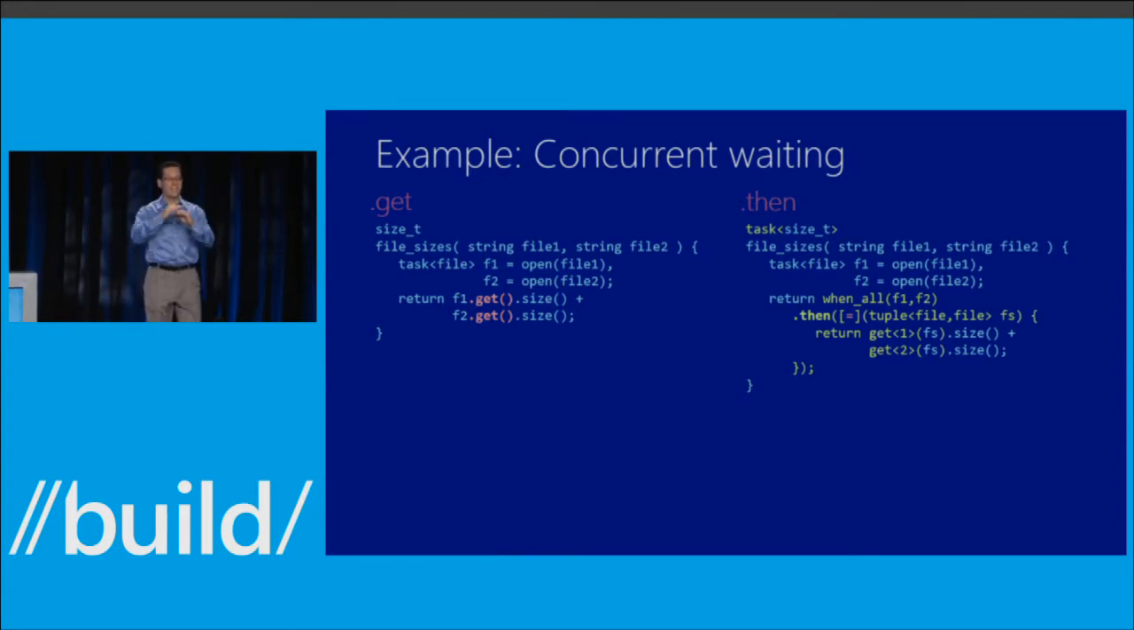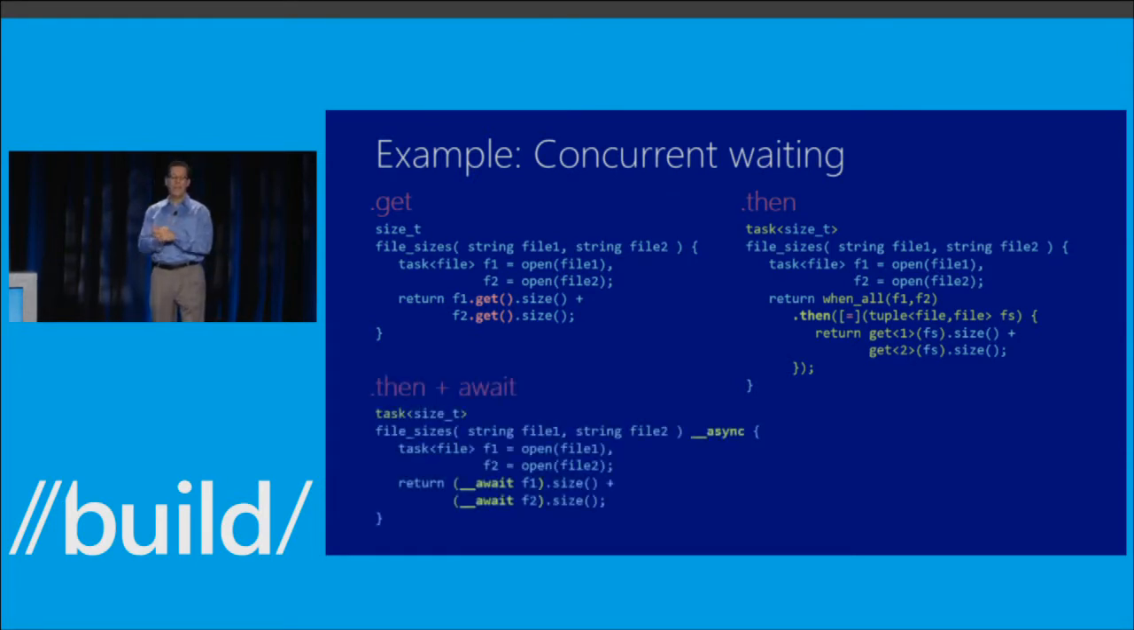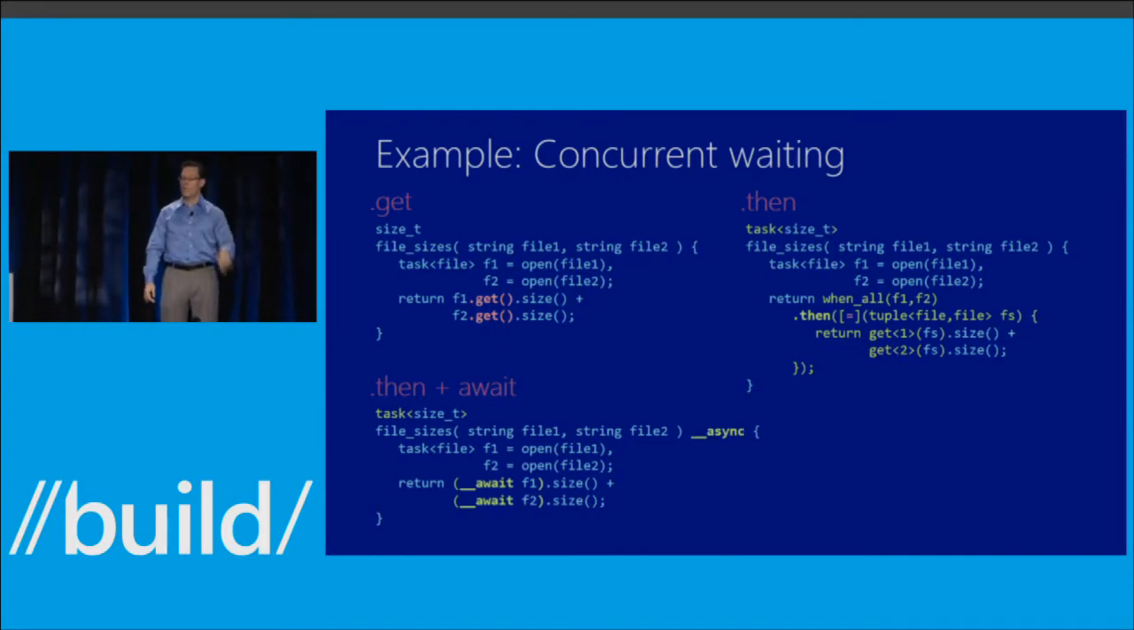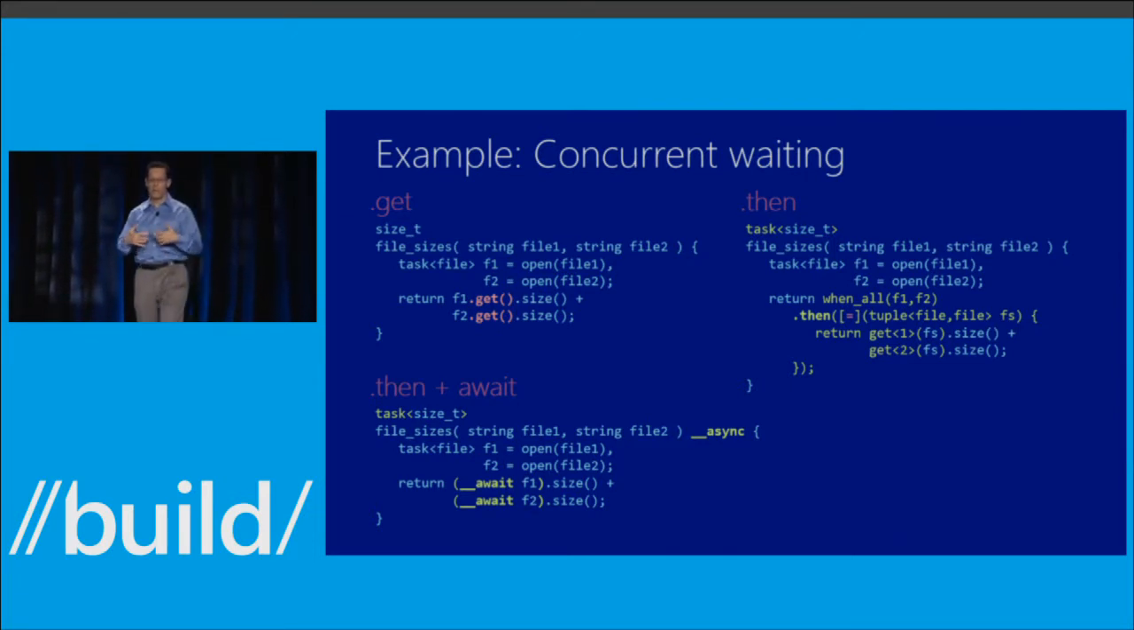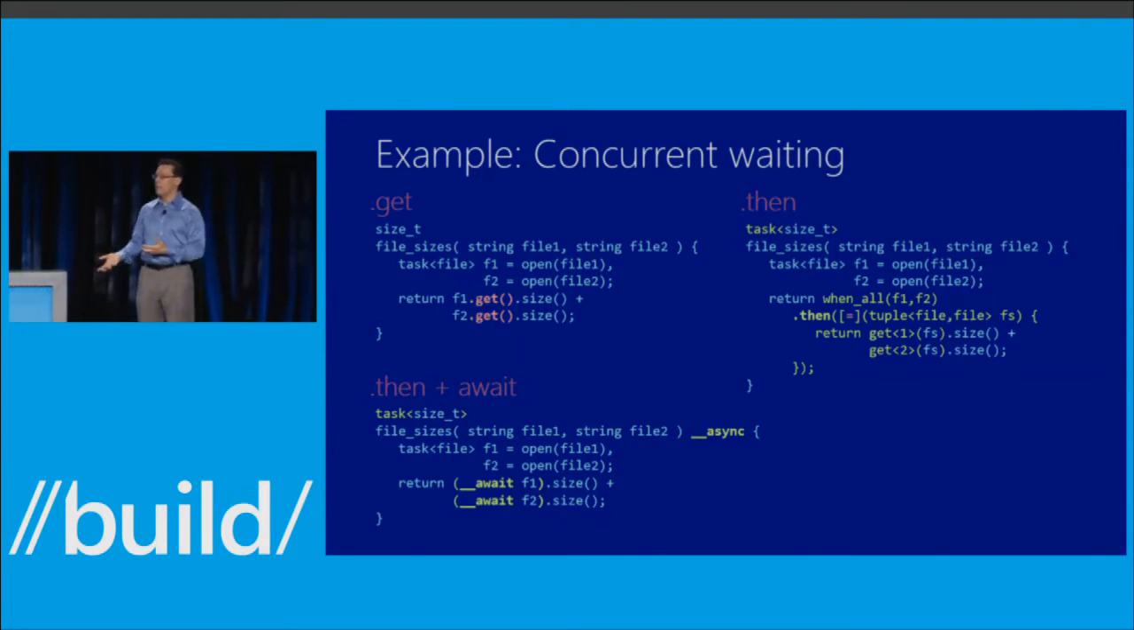The await feature is like a layer on top of .then, task.then, future.then. It is language support, which basically writes the code on the right for you, but way more efficiently than you can write by hand. And the way to think of it is you simply change all the .gets in the top left code to awaits in the bottom code. And the bottom left code is semantically the same as the right code, but you never had to write .then. You never had to write tuple, when all, any of those things.